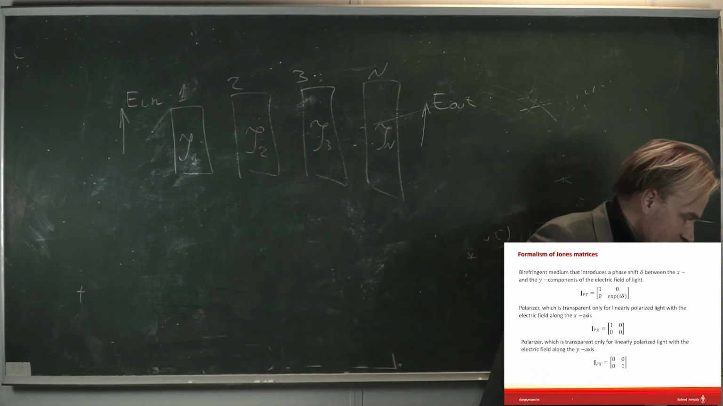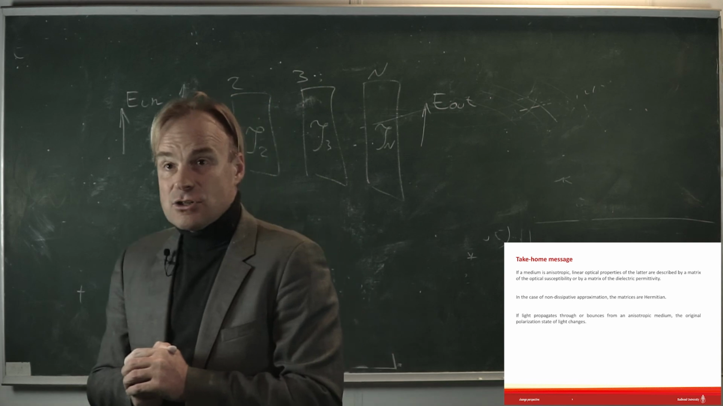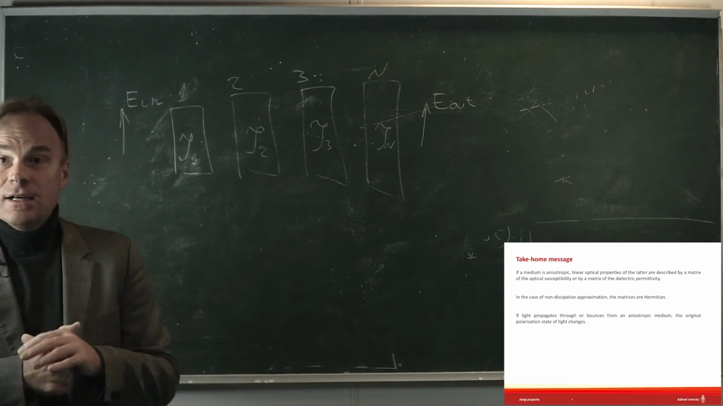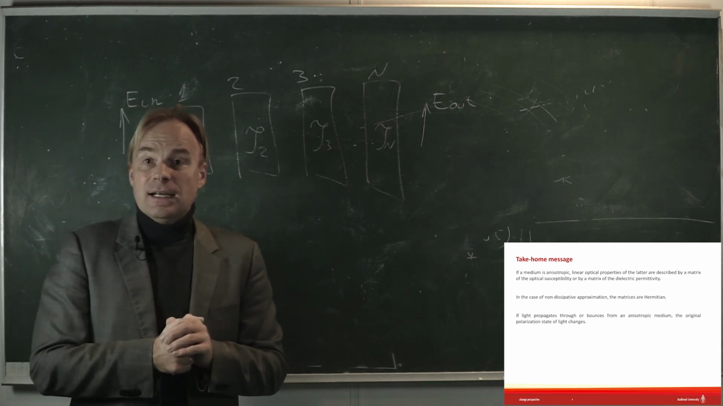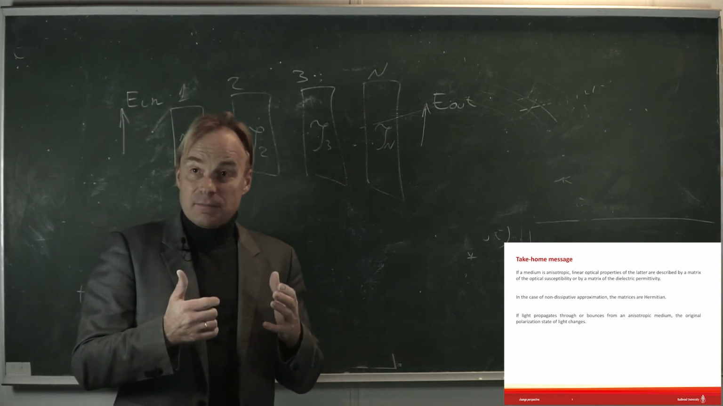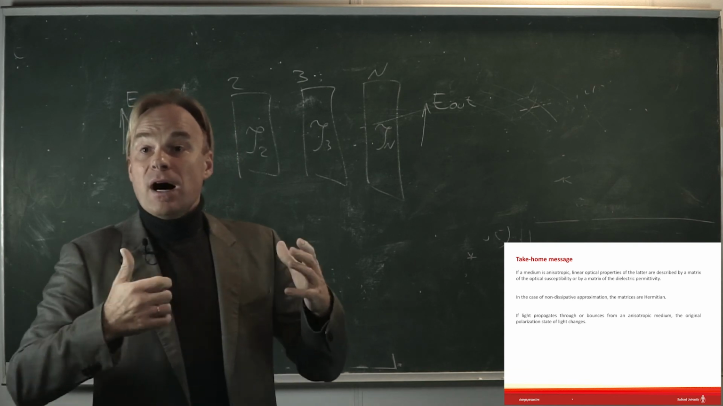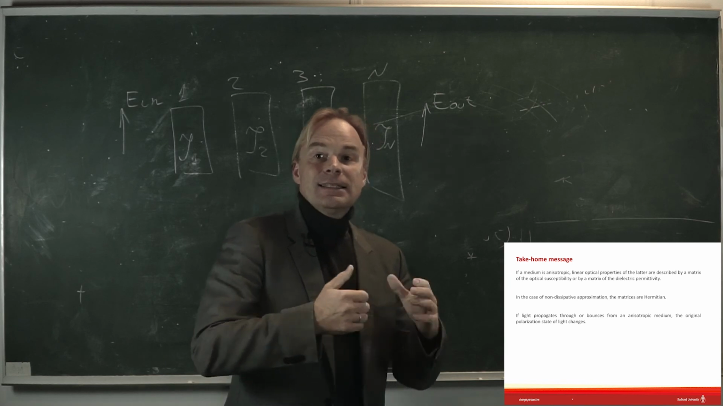So with this, I would like to arrive at a conclusion. If a medium is anisotropic, the linear optical properties of the latter are described by a matrix of optical susceptibility or a matrix of dielectric permittivity. In the case of the non-dissipative approximation, the matrices are Hermitian matrices. And if light propagates through or bounces from an anisotropic medium, the original polarization of light can change.